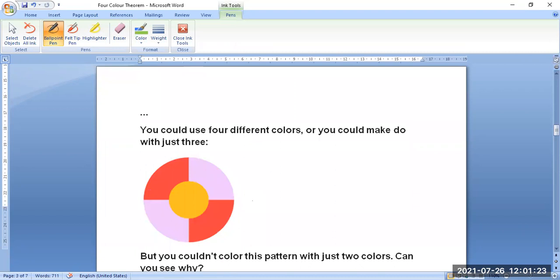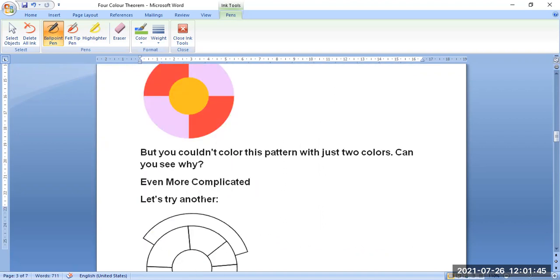Here they have written it: you could use 4 different colors, or you could do it such that 3 colors suffice. Is it clear how 3 colors are required?